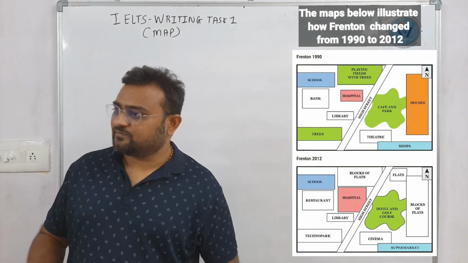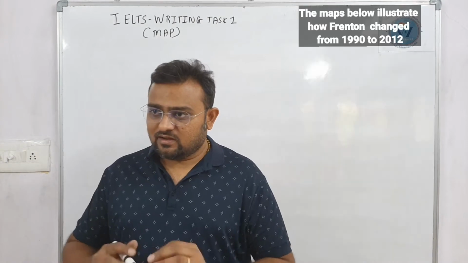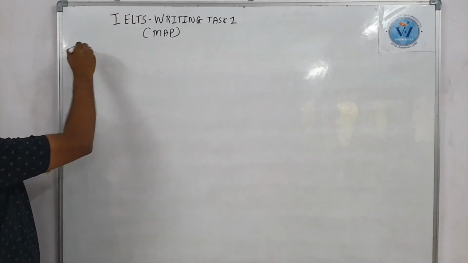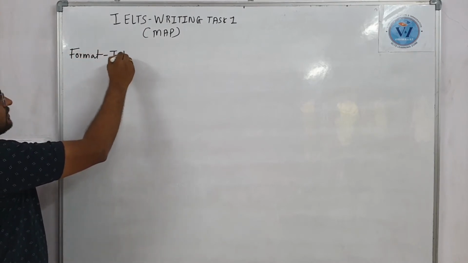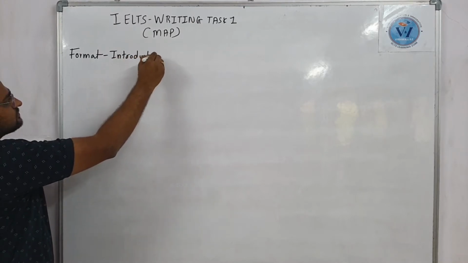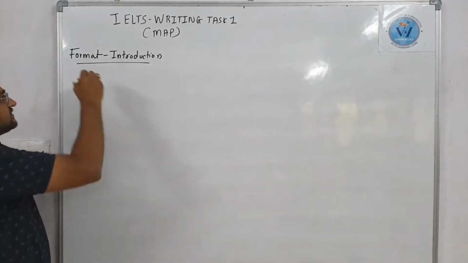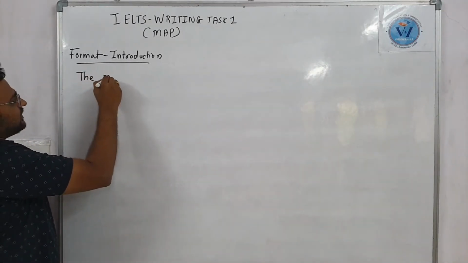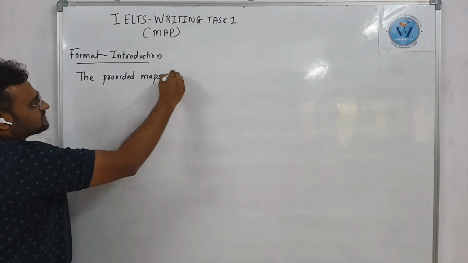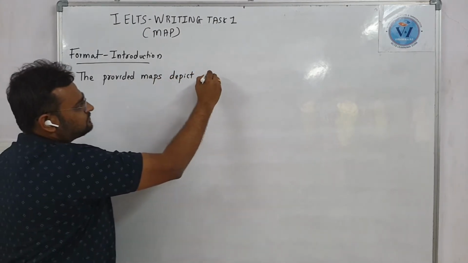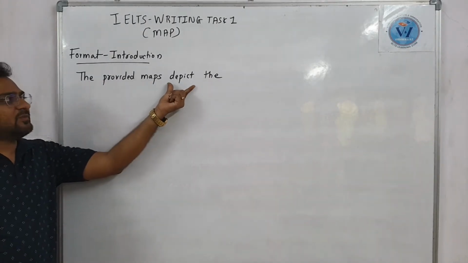Okay, so this is the question, not the introduction. Now, when you are writing the introduction of a map, let's use a simple format. First, I will give you the format for the introduction. Okay, the simple format is: the provided, as there are two maps, I will write maps depict. If I'm writing map, then it will be depicts.